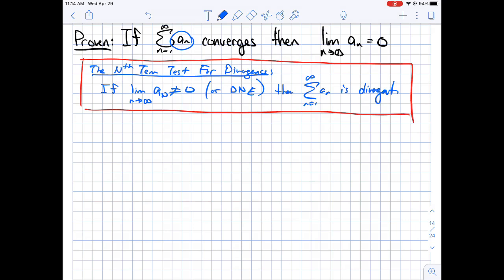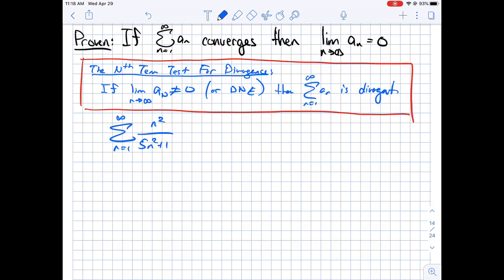Sometimes you can do it in your head. You don't even need to write anything down, and see what happens with that limit as n approaches infinity. So let's take a look at an example. If we have the series from 1 to infinity of n squared over 5n squared plus 1.